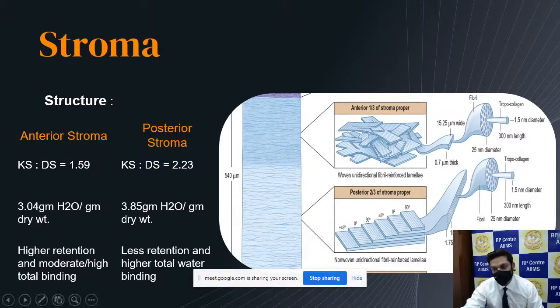Such that they vertically interweave to form the layers of the cornea. Let us consider them one by one, starting with the structure of the epithelium. Epithelium is a stratified squamous, non-keratinized epithelium.